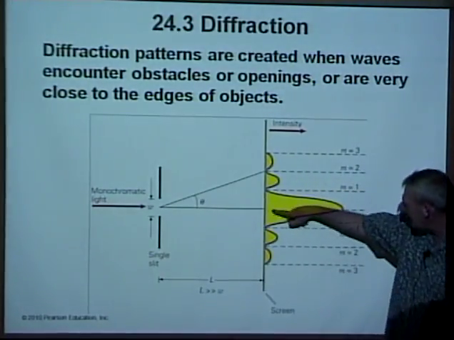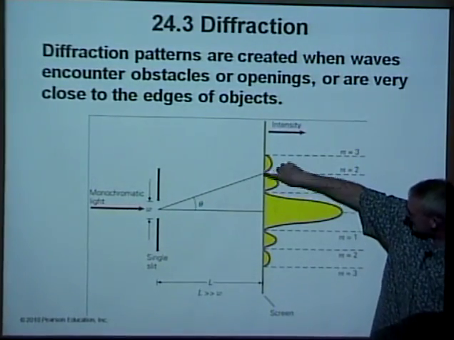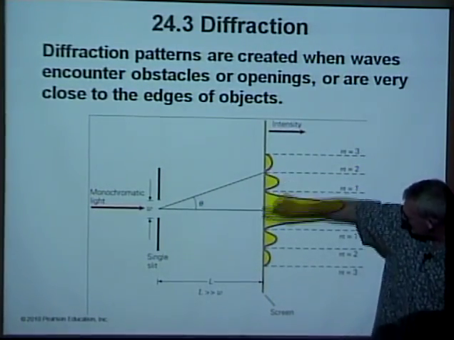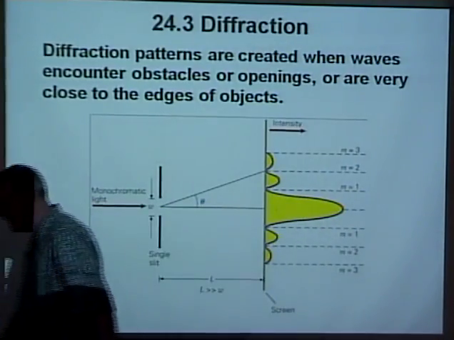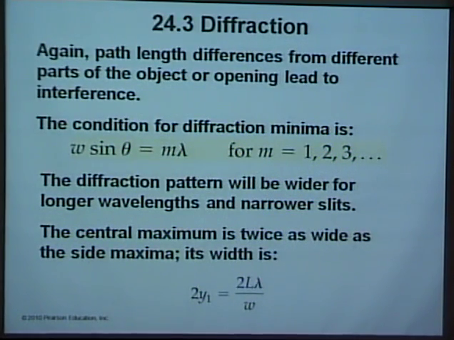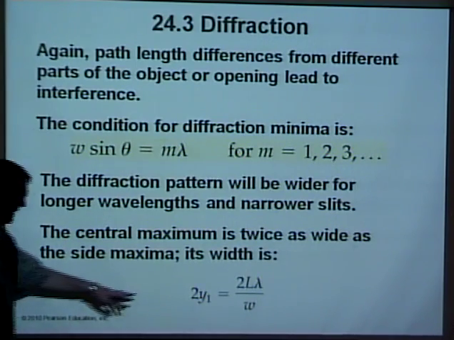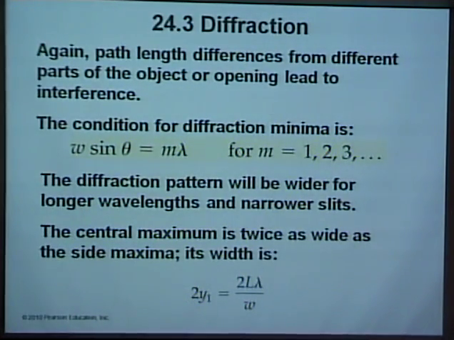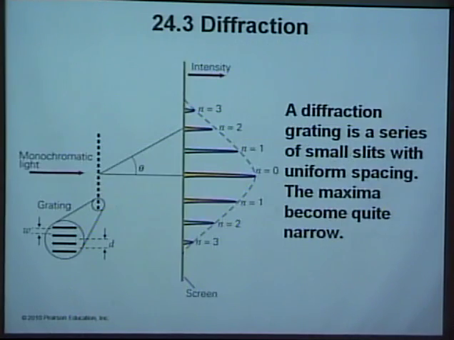Here's your distance Y. It goes from here up to here. That's your distance Y that they're talking about. All right. And so the maximum thing is twice as tall as the 1. All right. There we go.